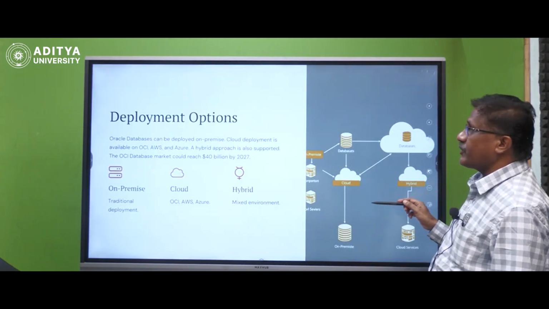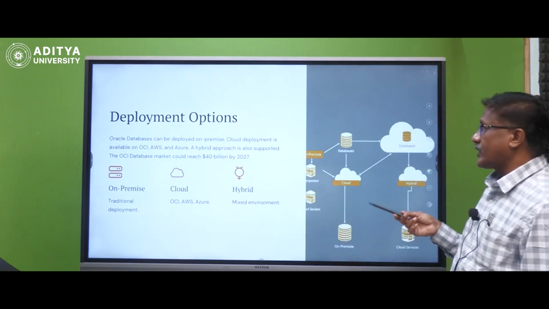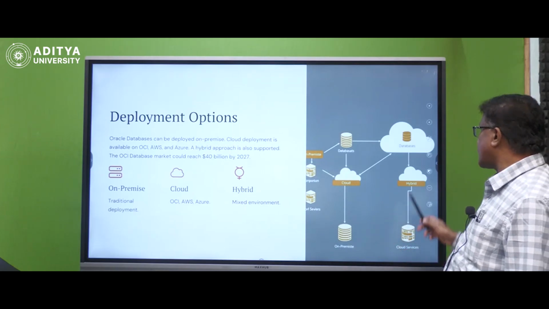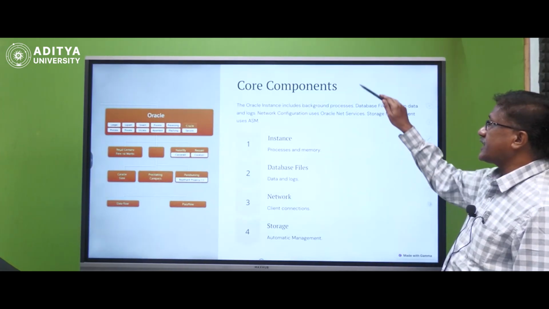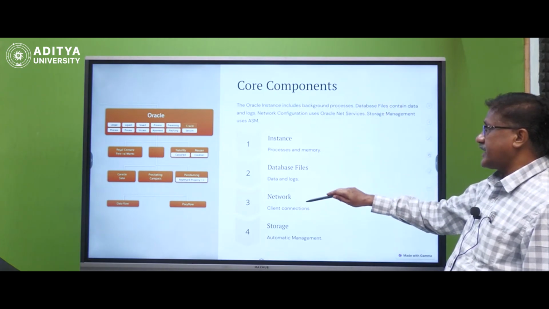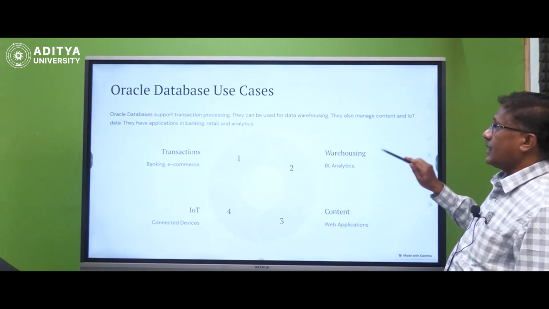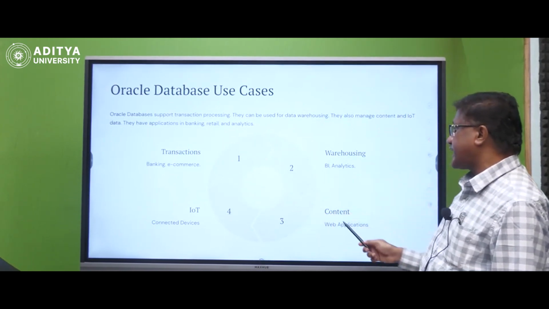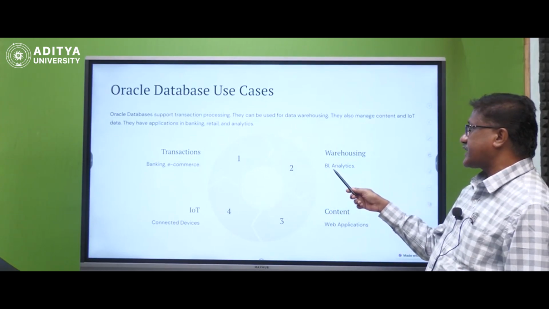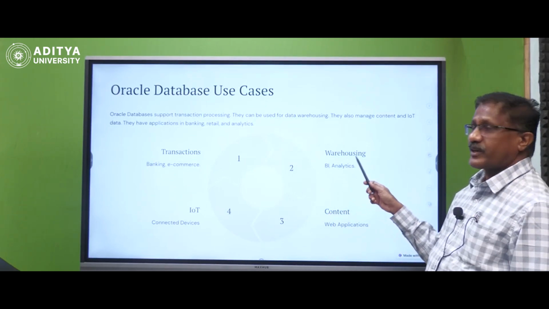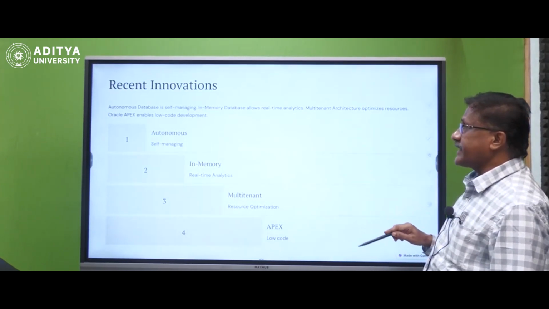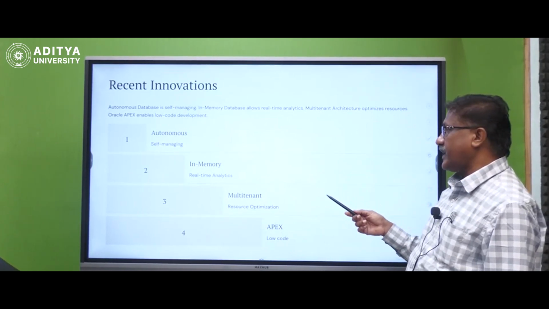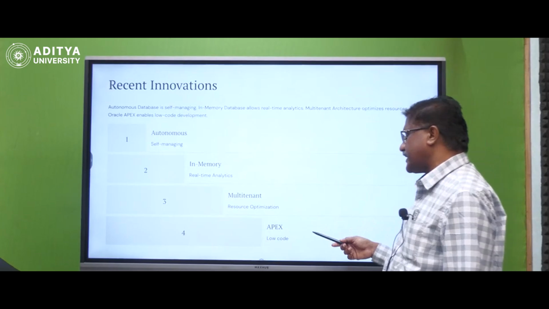In this diagram, we can understand the various types of on-premises, cloud, and hybrid databases connecting with the various types of services, including on-premises and cloud services. And these are the core components: instance, database files, network, and storage. Oracle is used for different database use cases: transaction, warehousing, IoT, content. Especially for warehousing, we already discussed business intelligence and analytical tools yesterday. And recent innovations are autonomous, that is self-managing; in-memory, real-time analytics; multi-tenant, resource optimization; Apex, low-code.